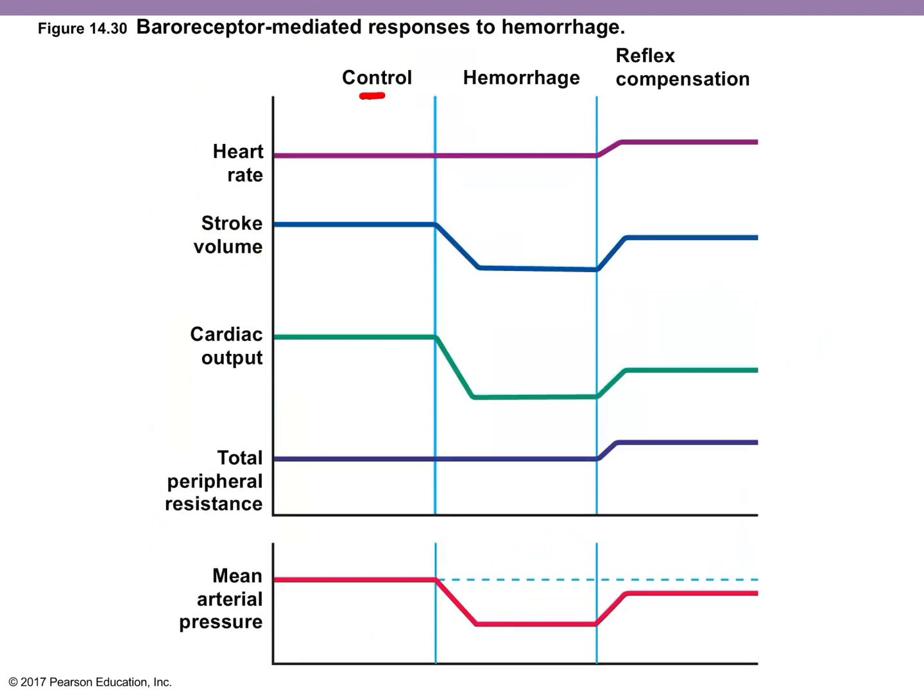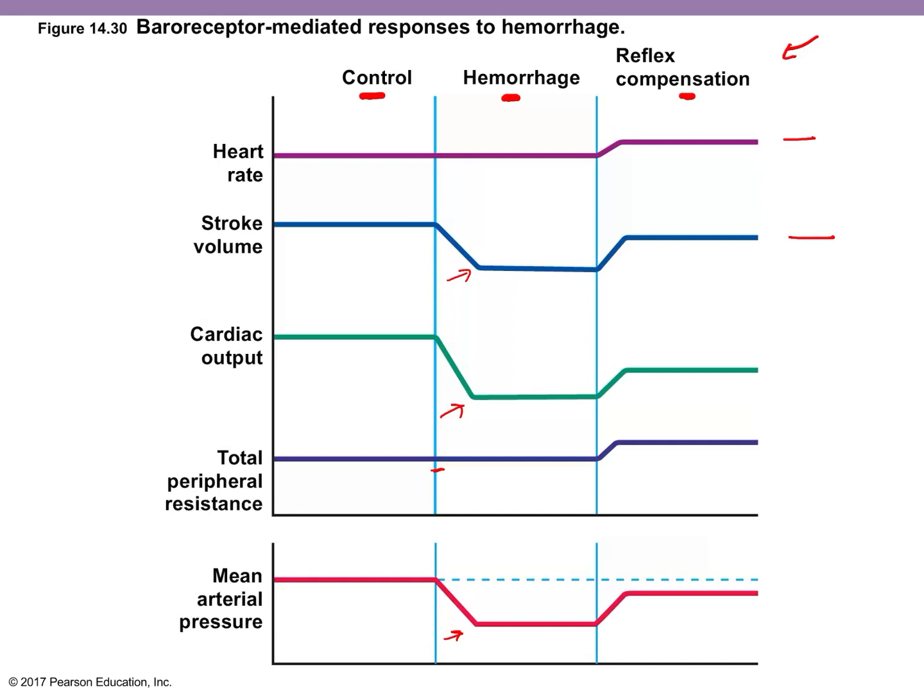This is just a graph, and it says the same things as I just said. Here's your controlled normal situation. You're bleeding, and this is your reflex. So if you're hemorrhaging, the volume of your blood goes down, so the stroke volume goes down. Your cardiac output then goes down. Nothing happens to your resistance if you're losing blood immediately, and then your blood pressure will go down because literally you're just losing the quantity of fluid. You're losing blood, so the pressure goes down.